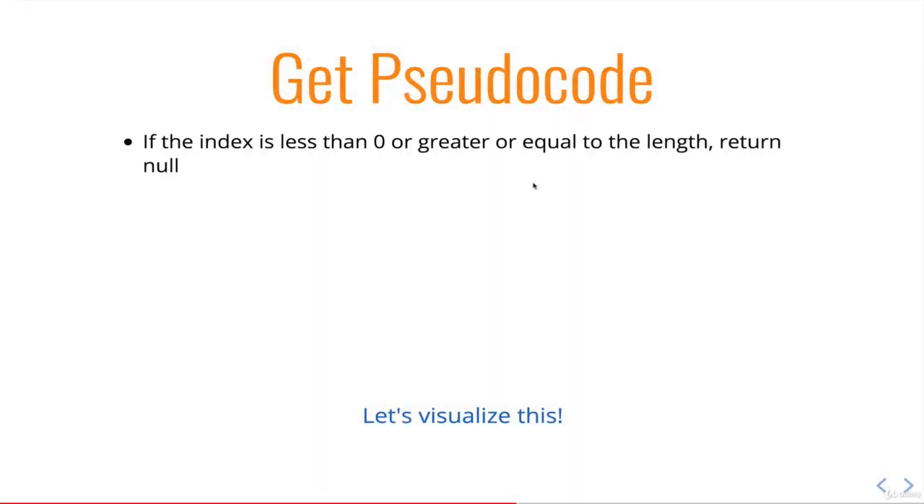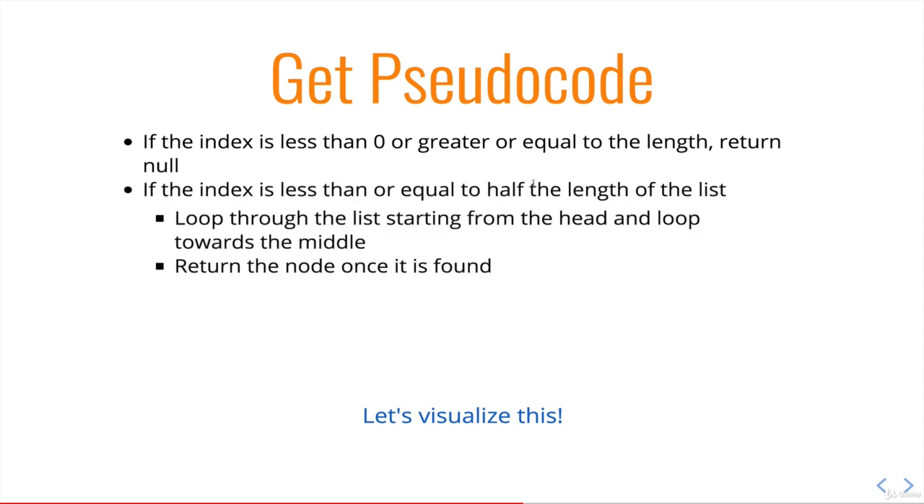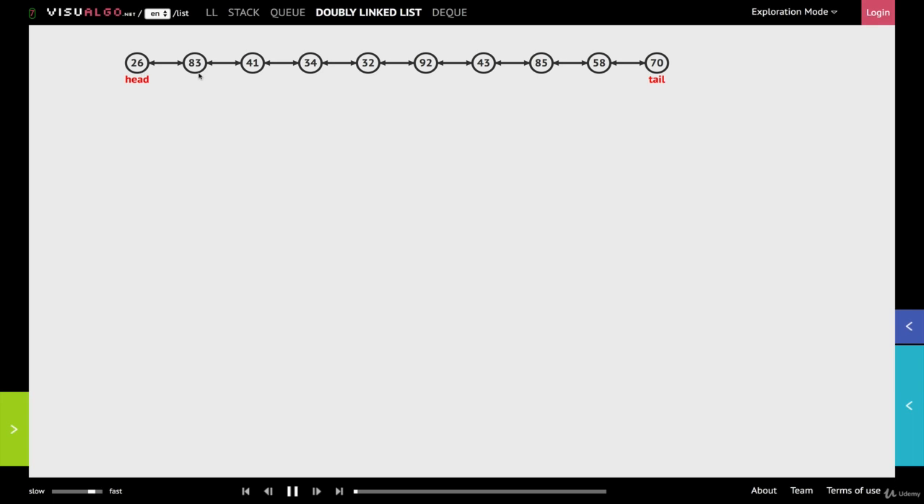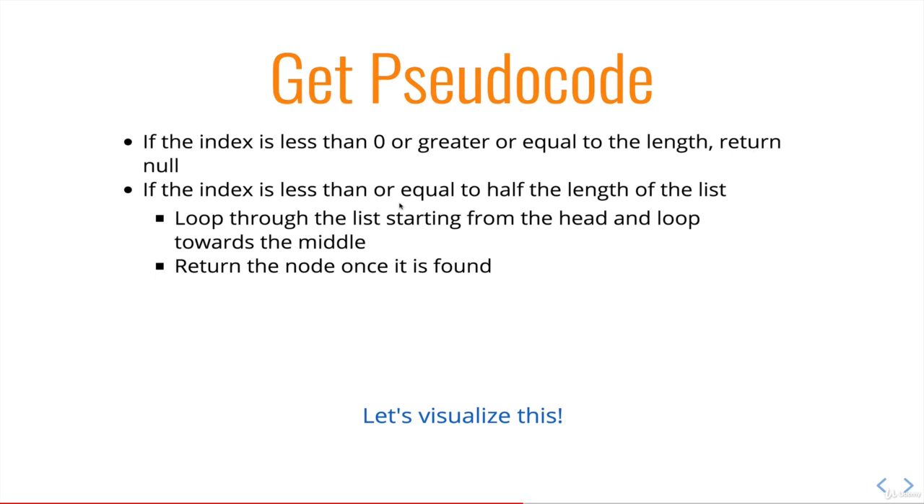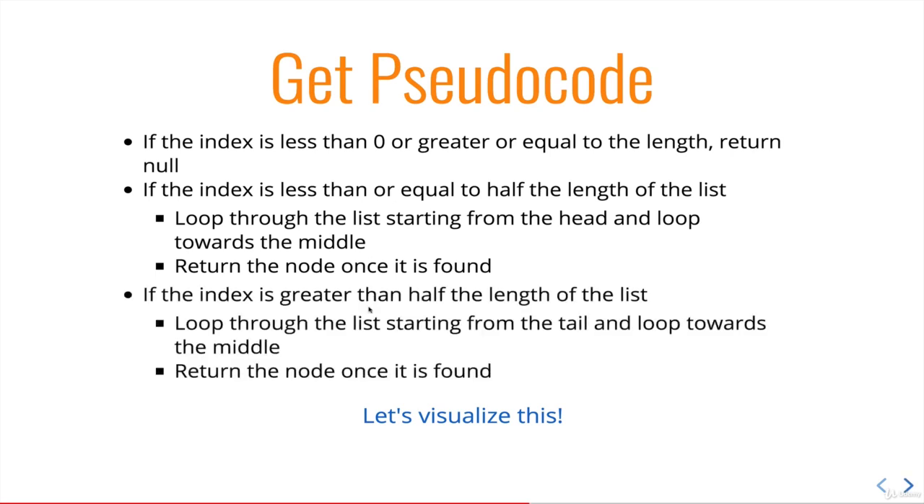So here's the pseudocode. The first thing we need to do is just check if it's a valid index. So if it's negative or greater or equal to the length, return null. Remember, it can't be equal to the length. If there's 10 items, there's nothing at index 10. The highest is 9. Otherwise, we're now going to check if the index is less than or equal to half the length of the list. If that's the case, we're going to start from the beginning and move to the right, .next, until we find the correct node. Otherwise, that means that the index is greater than half of the length of the list, meaning that it's closer to the right side or closer to the tail.